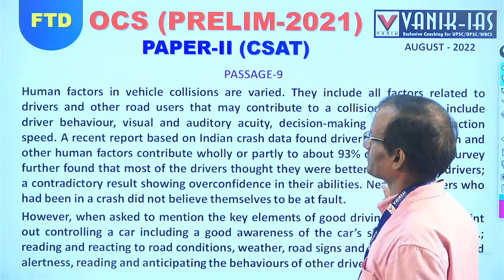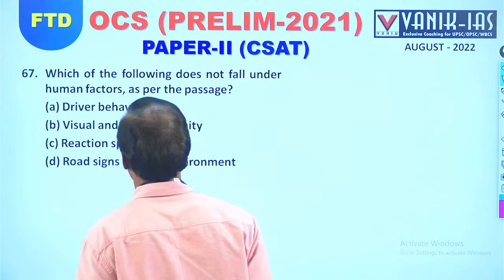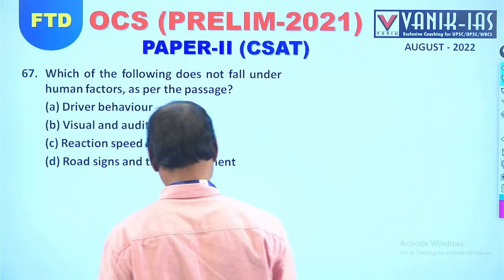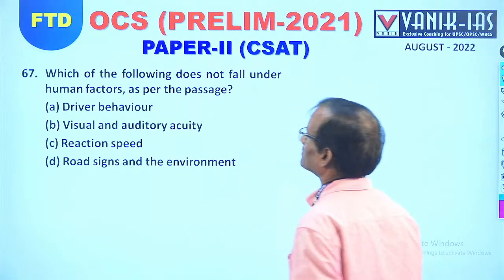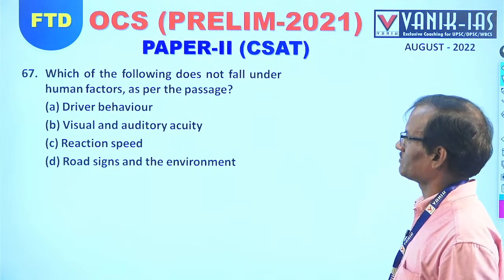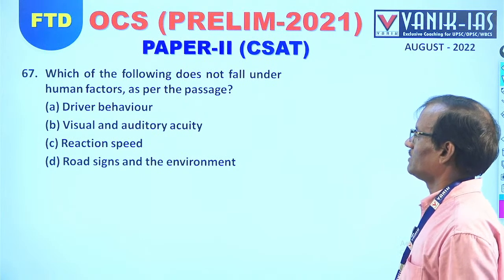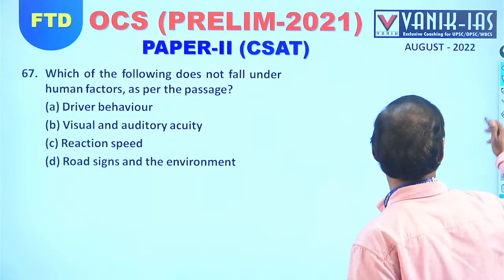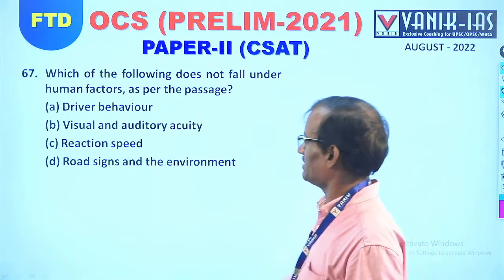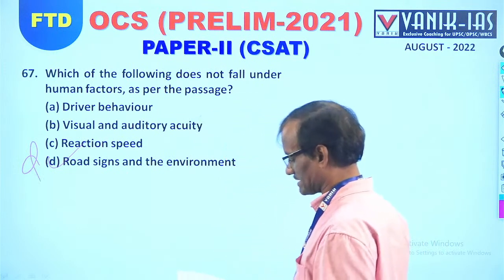Passage 9. 67. Which of the following does not fall under the human factors as per the passage? Obviously, road signs and the environment is not a human factor. It is not during driving. So D. Answer will be D. I have done 67. Answer D.